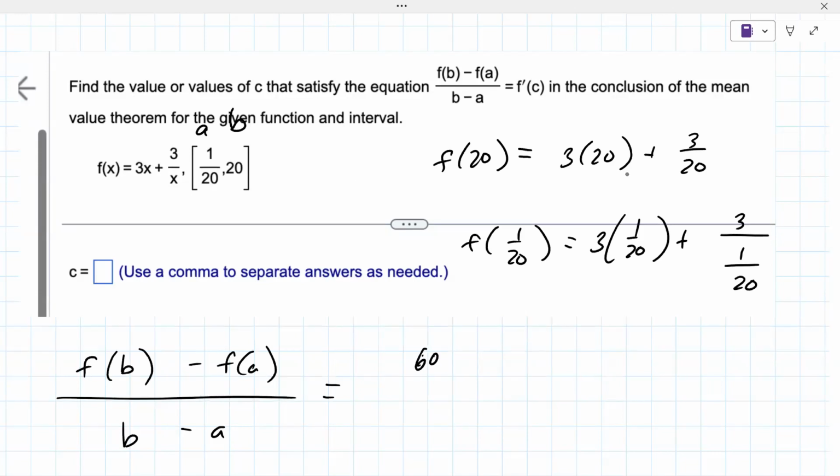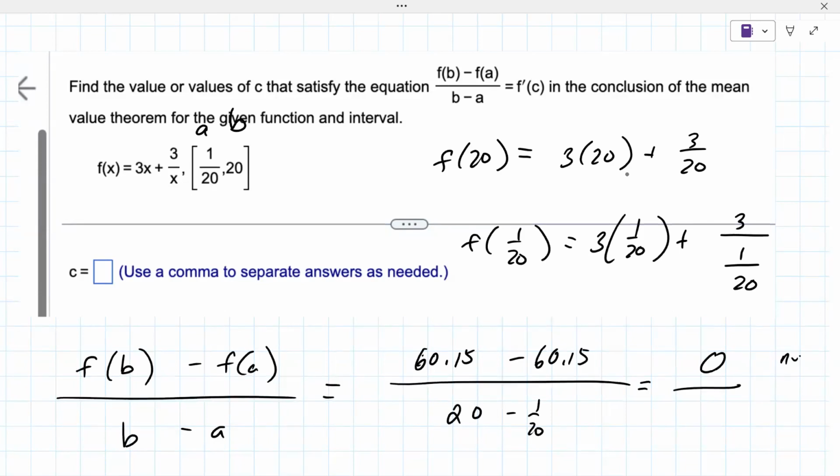60.15 minus 60.15 over 20 minus 1 over 20. So if you're coming with your calculator, you just put this in the calculator. But when the numerator is 0, that's a big deal. When the numerator is equal to 0, 0 over anything is 0. So the whole thing is 0. So the left side here is 0.